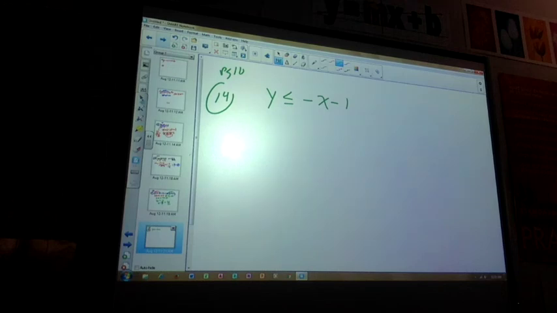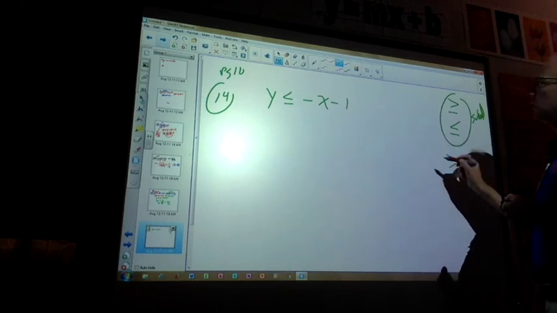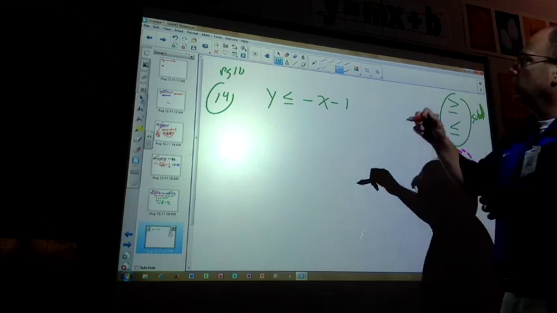A place that a lot of kids will miss the point. Well, if you graph it incorrectly, there's your first error. This is a solid line, not a dotted line. Okay, so remember, solid lines come when you have this or this. That's solid. And if you had this or this, that's dotted. Okay? So is this going to be solid or dotted? Solid, okay.